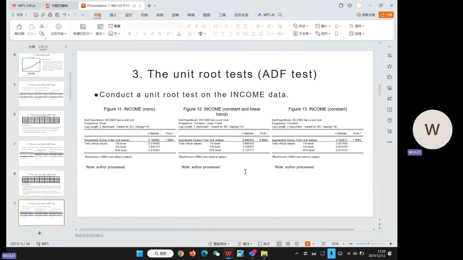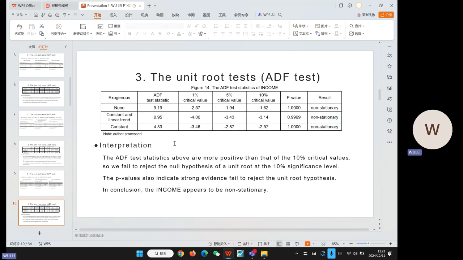Then we do the same steps for the income data. There are three pictures of the results of the unit root tests on the income data. The ADF test statistics above are more positive than the 10% critical values, so we fail to reject the null hypothesis of a unit root at the 10% significance level. The p-values also indicate strong evidence to not reject the unit root hypothesis. In conclusion, income appears to be non-stationary.